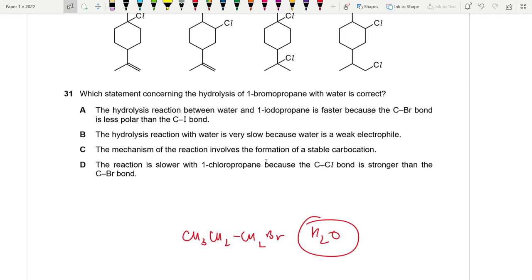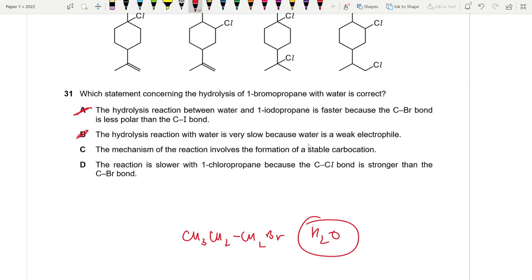This is not the correct answer. It's because of... No. The C-Br bond is actually more polar, and the bond length of C-I is longer. That's the reason. B. The A is wrong. The hydrolysis reaction with water is very slow because water is a weak electrophile. So electrophile does nothing here. This is actually a nucleophilic substitution reaction. This is also wrong. It's a weak nucleophile.